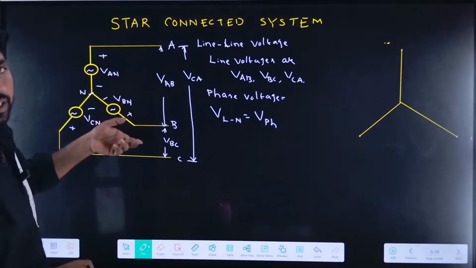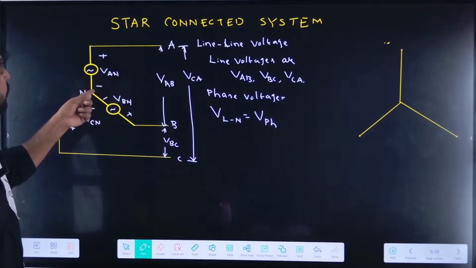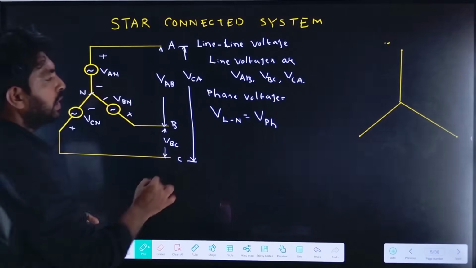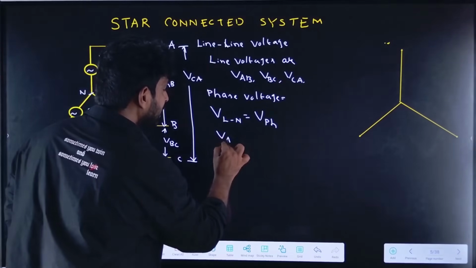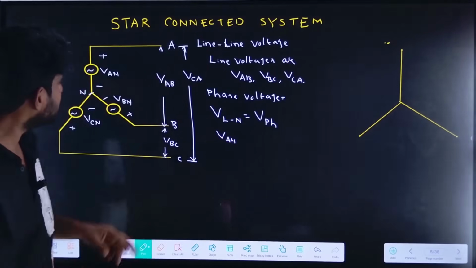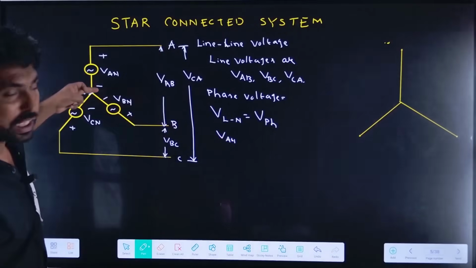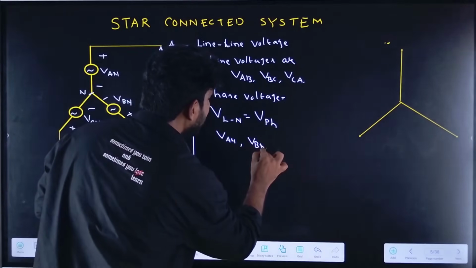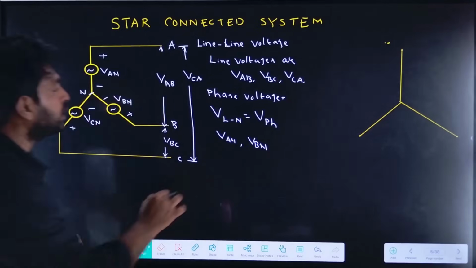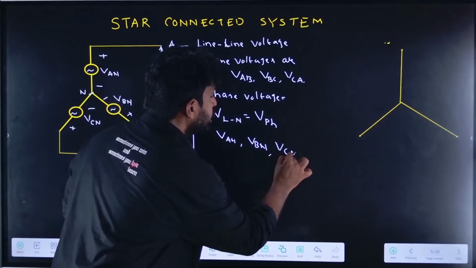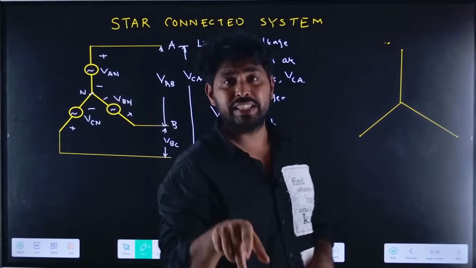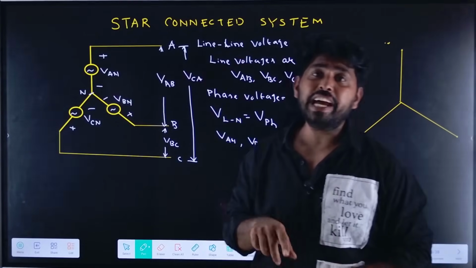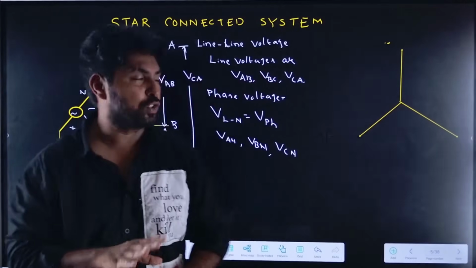So what are the phase voltages here? A phase and neutral is VAN, so VAN is the phase voltage. B phase and neutral is VBN. C phase and neutral is VCN. So here VAB, VBC and VCA are the line voltages, and VAN, VBN and VCN are the phase voltages.